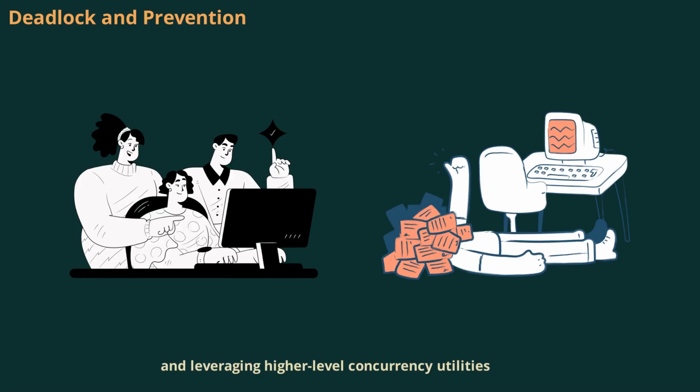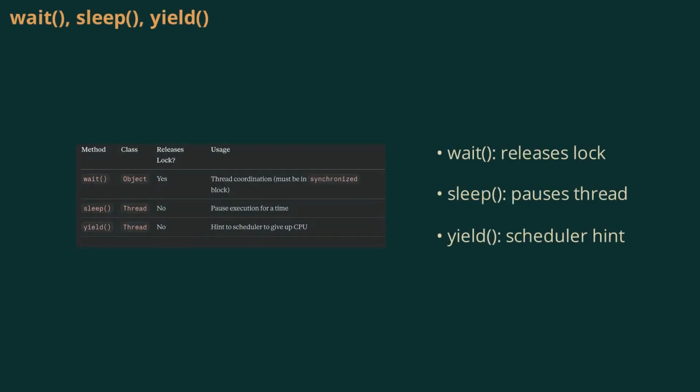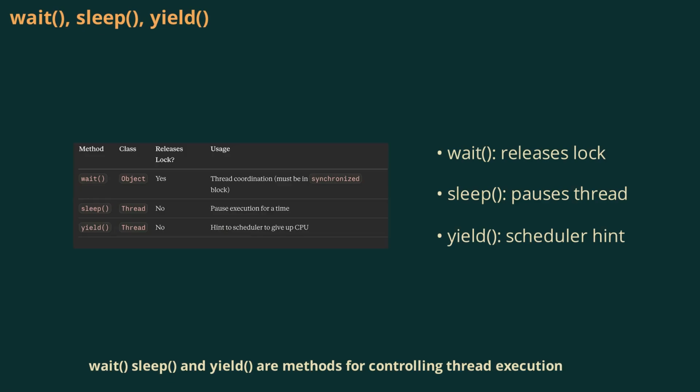Wait, sleep, and yield are methods for controlling thread execution. Wait releases the lock and waits for notification. Sleep pauses the thread for a specified time without releasing the lock, and yield hints to the scheduler that the current thread is willing to yield its current use of the CPU. Understanding these methods is essential for effective thread management.